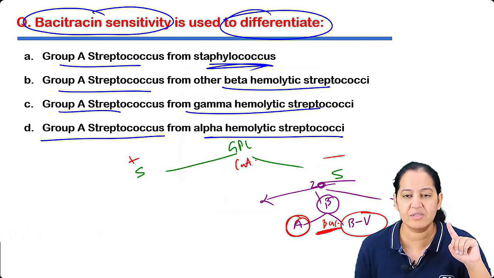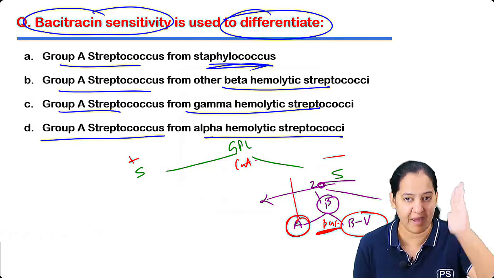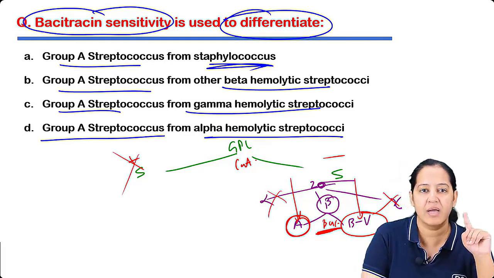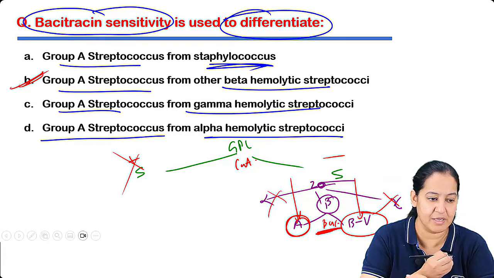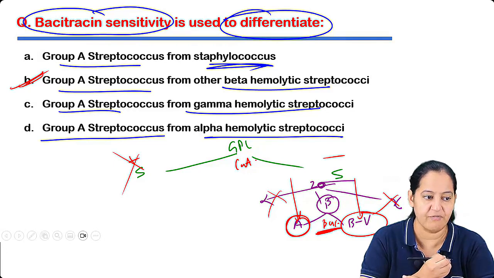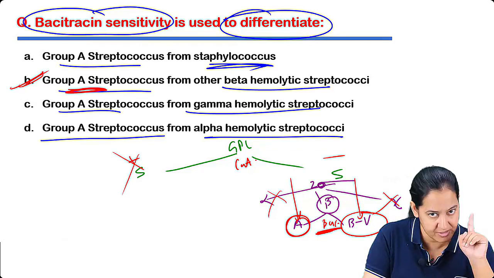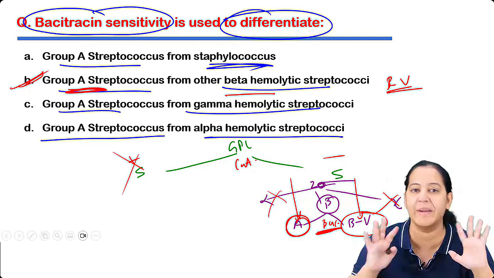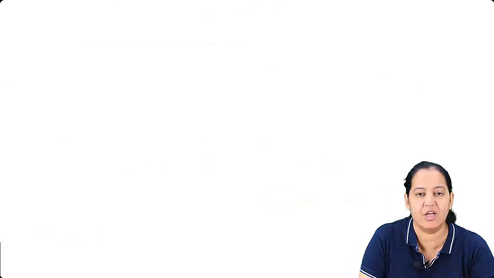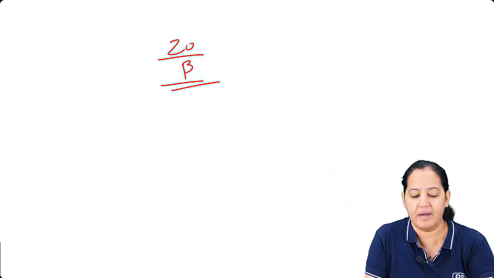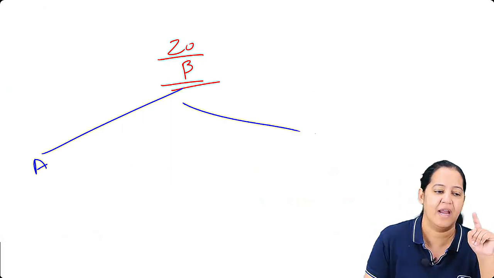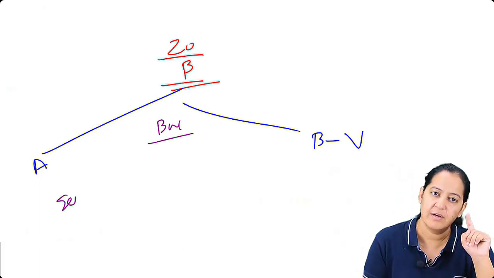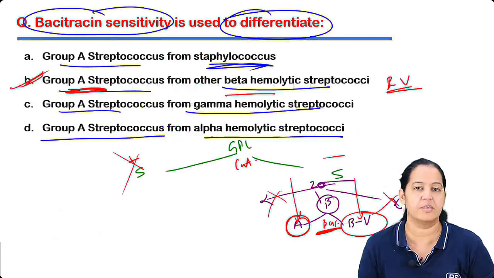So basically bacitracin is differentiating between what and what, you tell? Group A from other beta, not other alpha, not other gamma, not Staphylococcus. Got my point? So answer is B. How many of you are convinced answer is B? Not A, Sanjay, answer is B. Why answer is B? It differentiates group A streptococcus from other beta. The remaining beta are B2V. Total 20 are there. So bacitracin is separating the total 20 beta together. है ना? So we divide them into A separate and B2V separate. So this one is bacitracin sensitive. Remaining all are bacitracin resistant. How many of you got it? So correct answer is B.